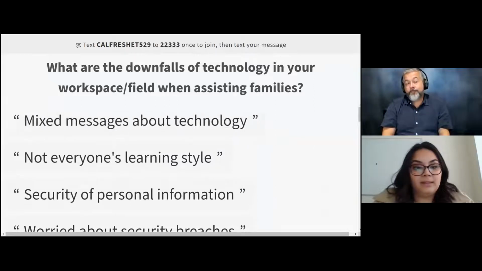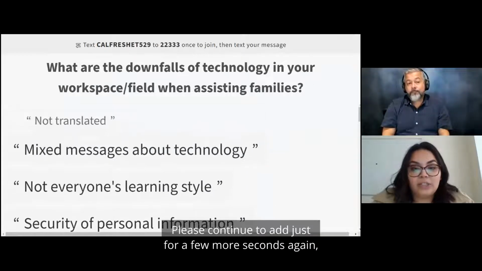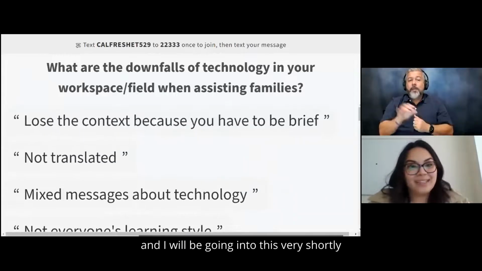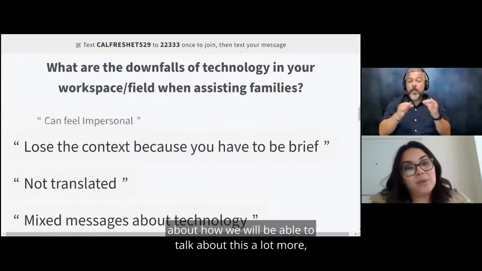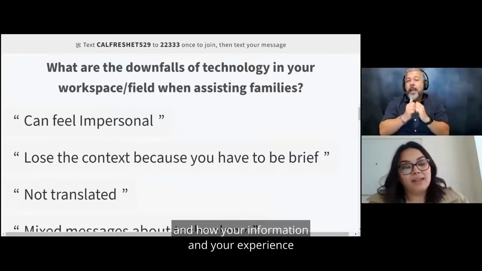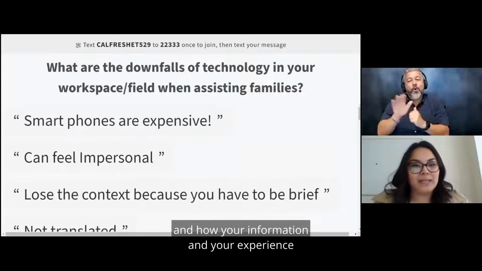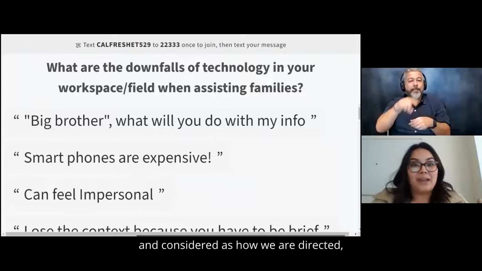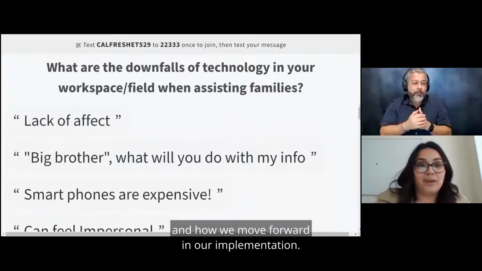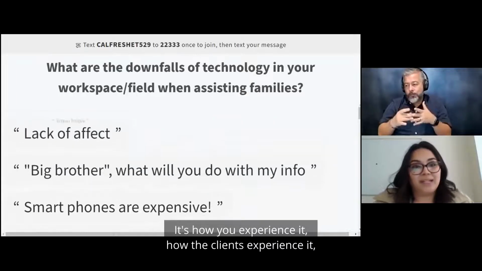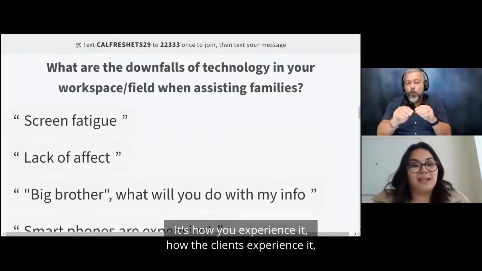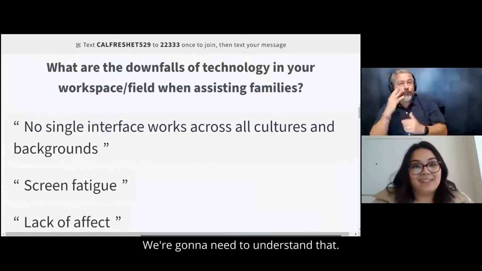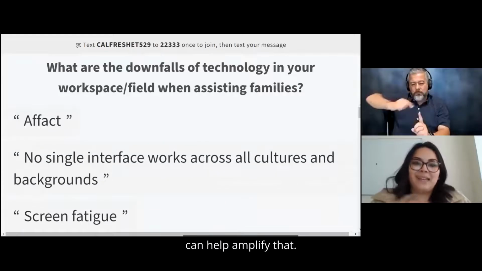All right. Please continue to add just for a few more seconds. Again, like we mentioned earlier, I will be going into this very shortly about how we will be able to talk about this a lot more and how your information and your experience will be looped into this process and considered as how we are directed and how we move forward in our implementation. It's how you experience it, how the clients experience it, how our providers experience it. We're going to need to understand that. So I'll be able to explain how my team can help amplify that.